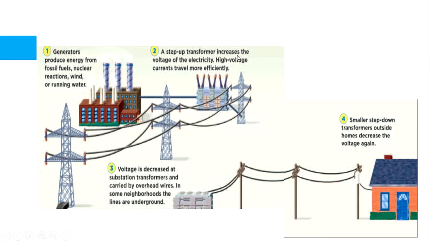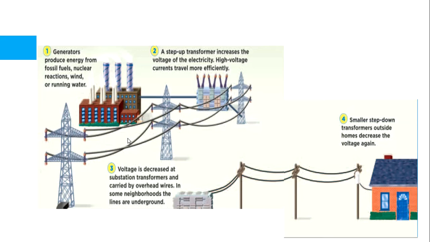Here, the step-up transformer increases the voltage of electricity. High voltage current travels more efficiently. Then the voltage is decreased. Where it is decreased, this high voltage is in the current electricity.